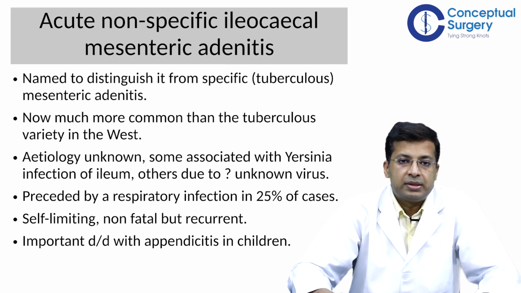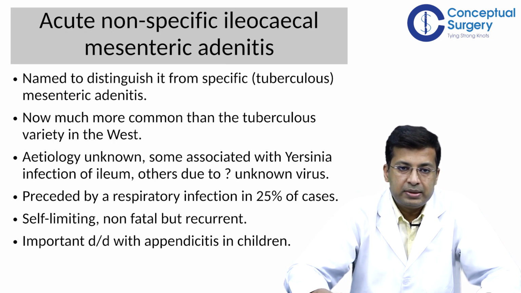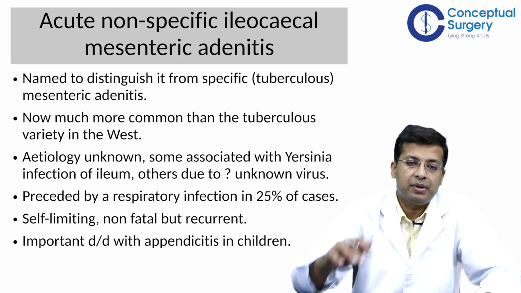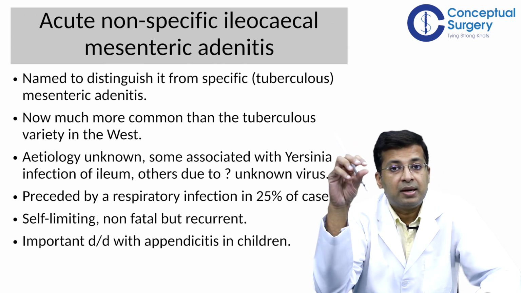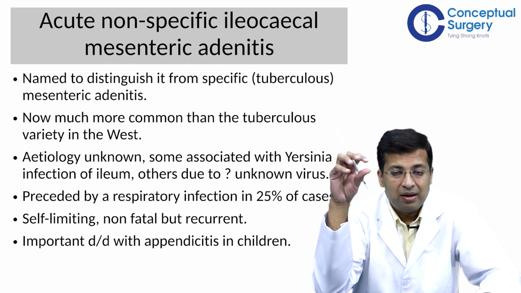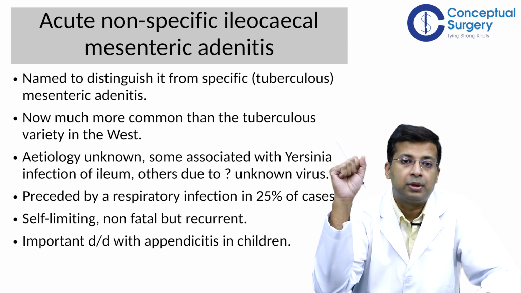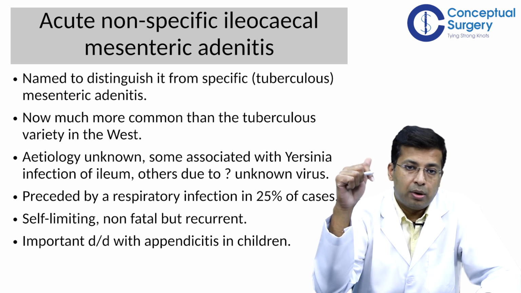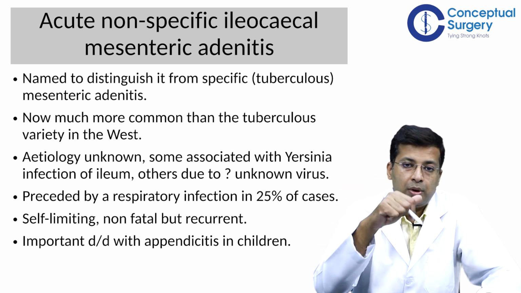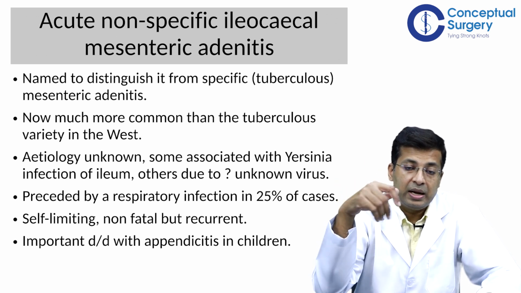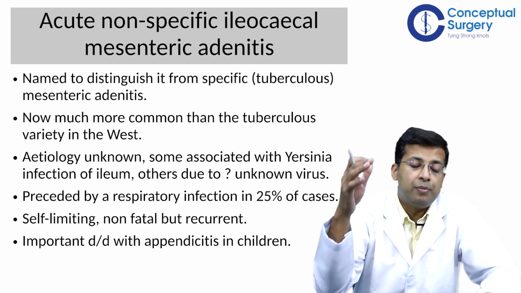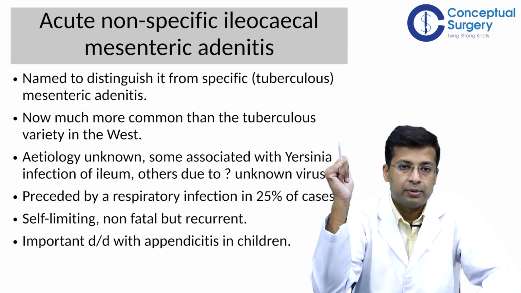Then there is something which is known as acute nonspecific mesenteric adenitis. Now, the name of this disease is acute nonspecific mesenteric adenitis to distinguish it from specific mesenteric adenitis, which is specifically related to tuberculosis of the mesentery. In the West, this nonspecific mesenteric adenitis is more common compared to the tuberculous variety, whereas in India it is the other way. We hardly see nonspecific mesenteric adenitis. Most of the mesenteric adenitis is due to tuberculosis.